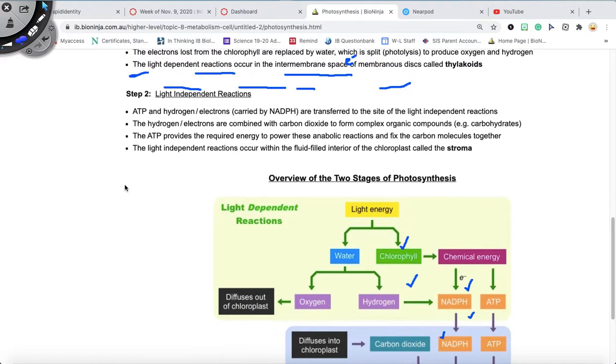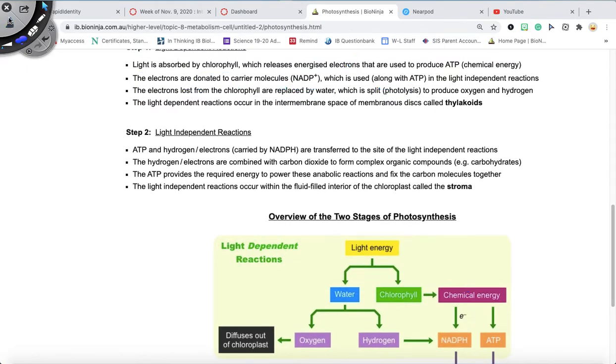Okay. Now, what happens to the water? Let's move a little bit here. What happens to the water? The electrons that the chlorophyll molecule lost are replaced by water because this water molecule splits. And this is the process known as photolysis. And when the water molecule splits, it produces oxygen and hydrogen. So here we see the oxygen, and here we see the hydrogen, and this is more like hydrogen ions that are also picked up by NADPH, which is the carrier molecule.